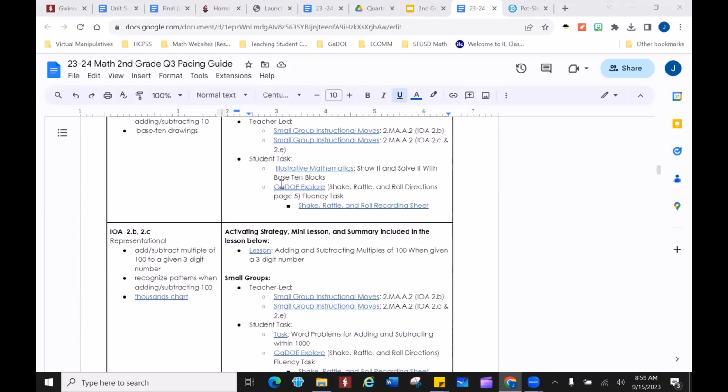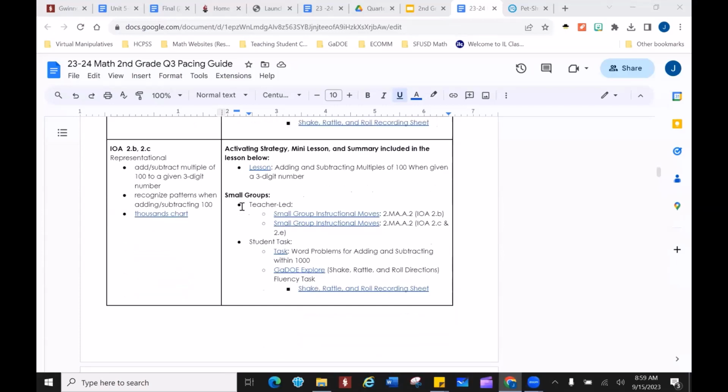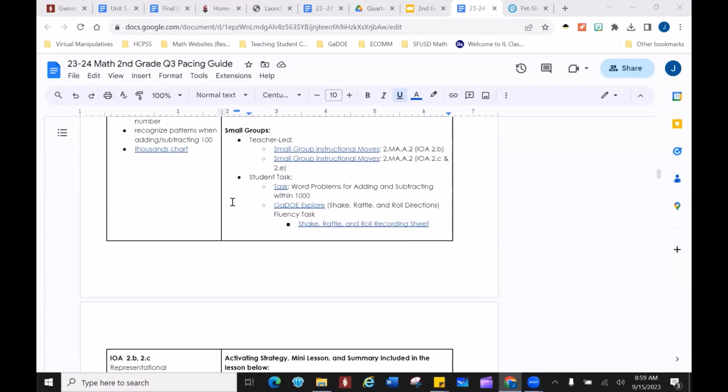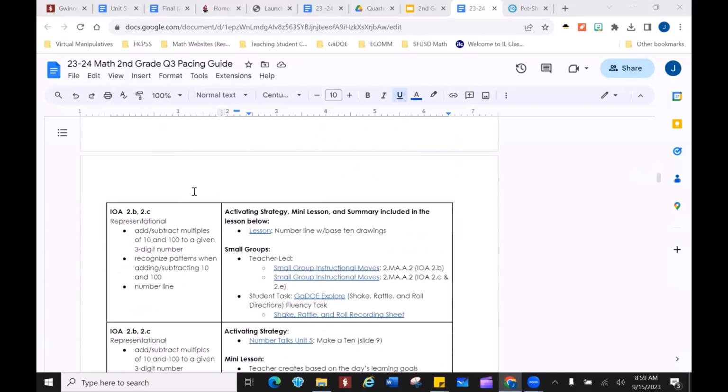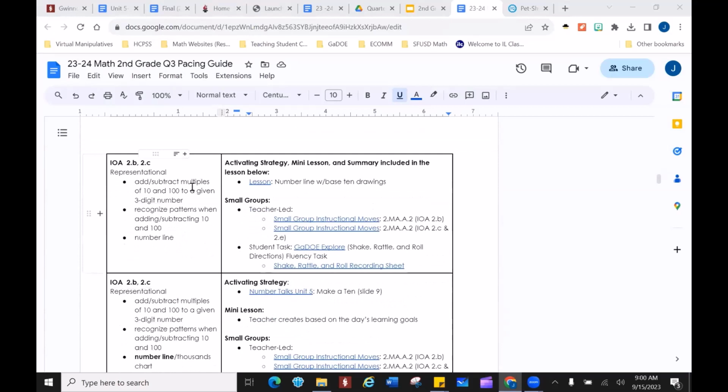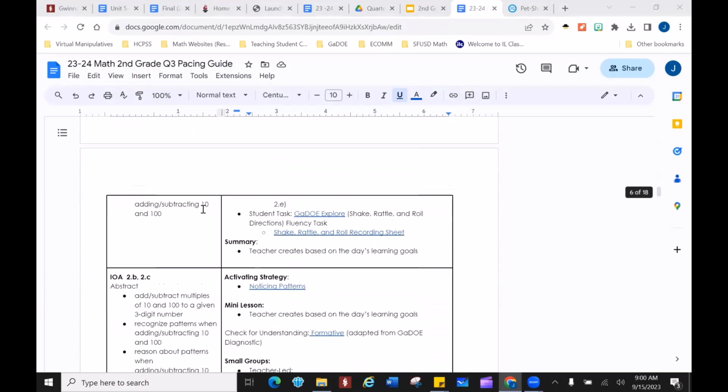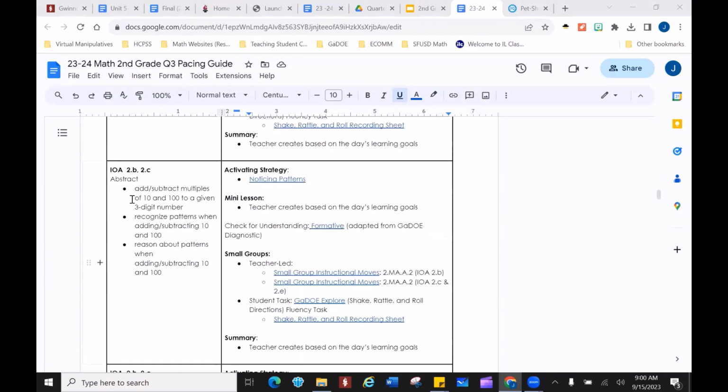We are starting here because in Unit 4, students had prior experience with using base 10 blocks to solve problems involving adding and subtracting 10 and/or 100 to a given 5-digit number. Students will then progress to using thousands charts and then the number line, and finally recognizing and reasoning about the patterns when adding and subtracting 2, 10, and 100 and multiples of 10 and 100. And you can see that progression here ending in the abstract.